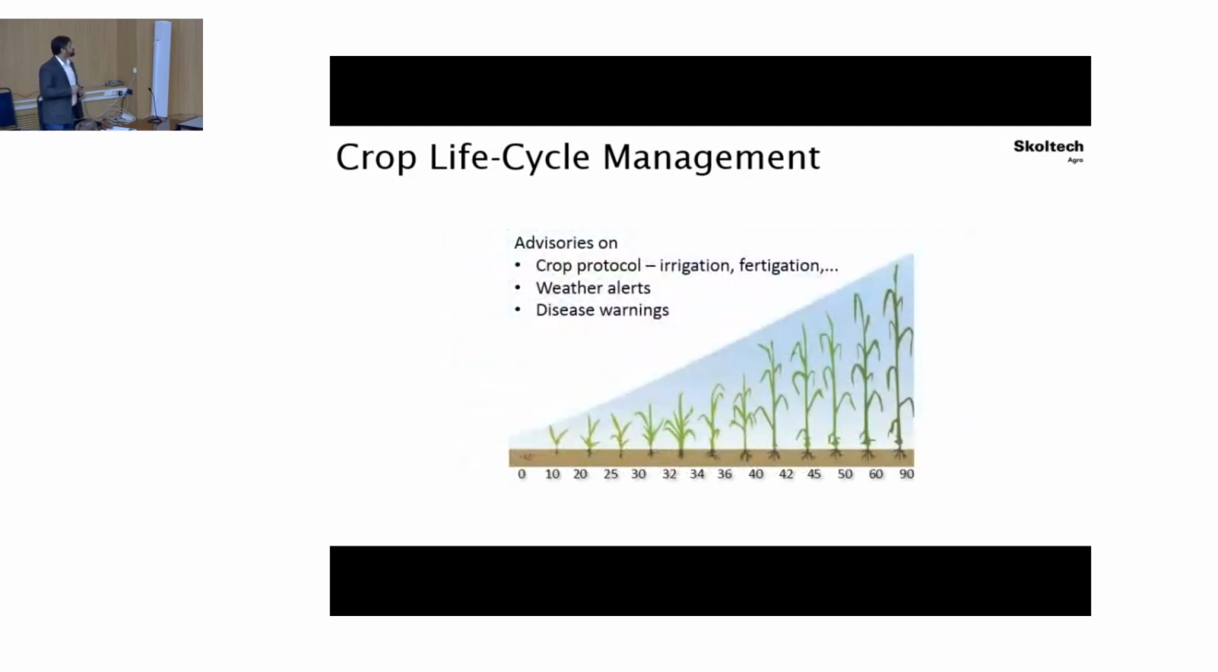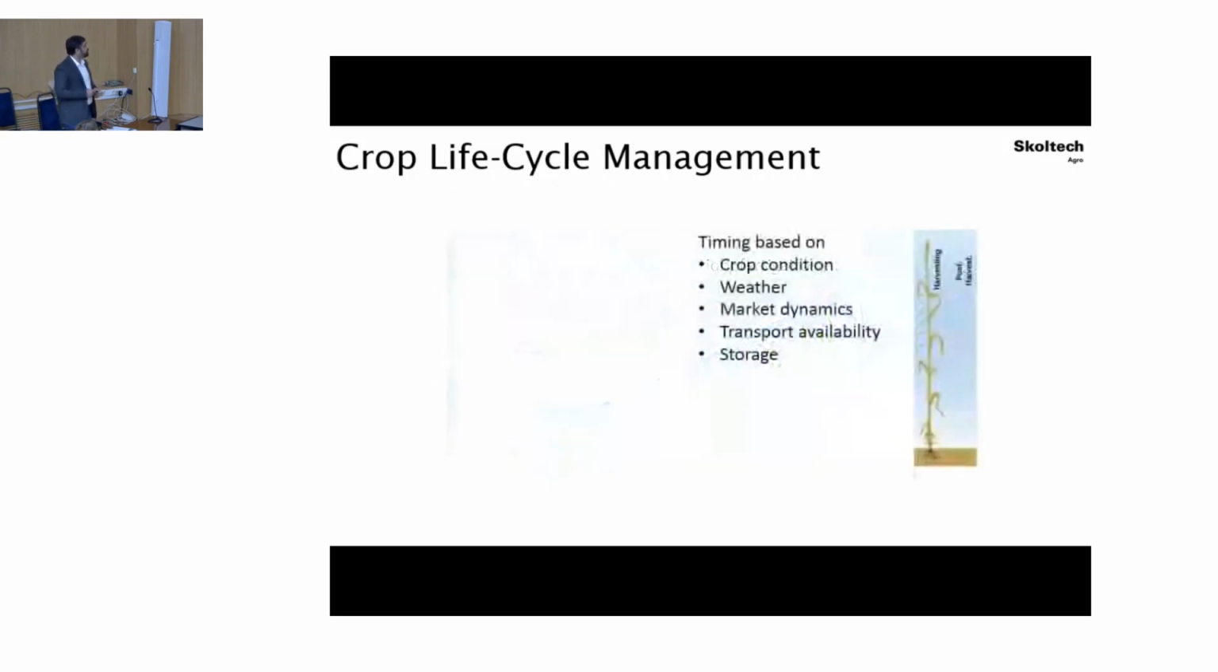And also, what do we need to do to prepare the soil for the coming season? During the growth phase, we can provide advisories on when to irrigate, when to apply fertilizers, what kind of adverse weather is expected in the near future, and also diseases or pests that may harm the crops. You can also say when to harvest, depending on the weather conditions, on the logistics, market dynamics, storage availability, things like that. Right.